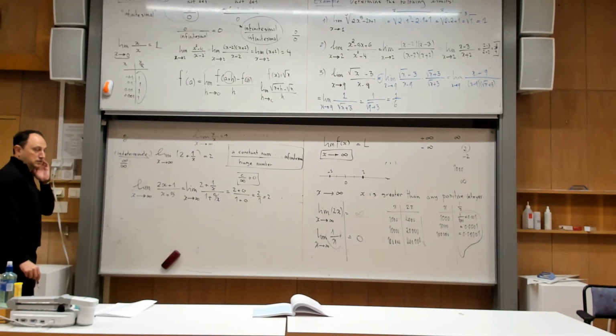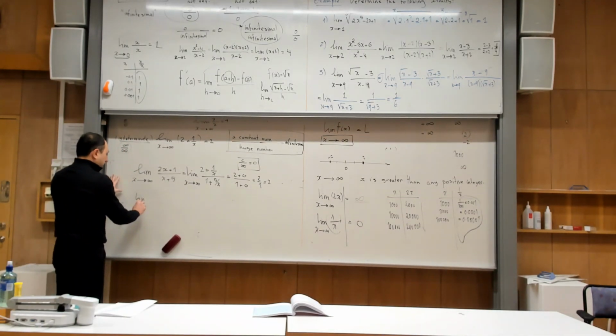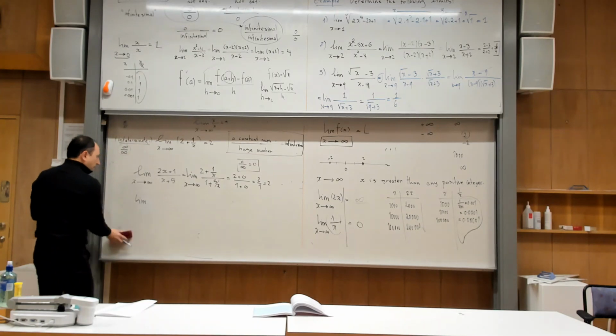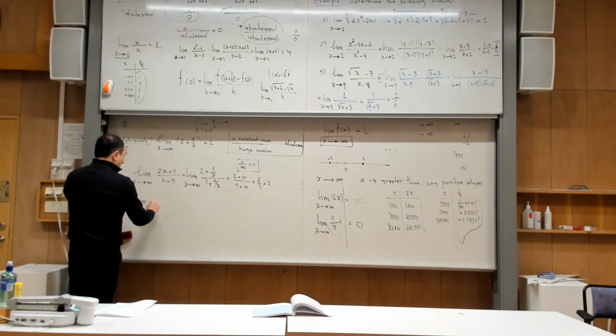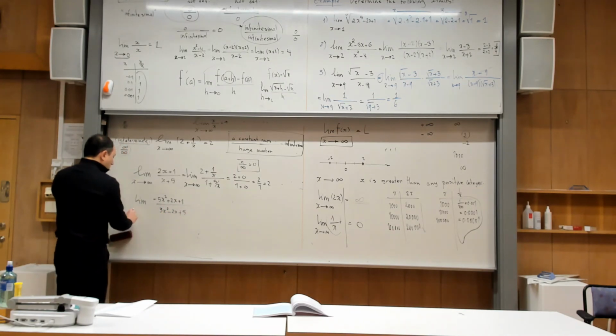Yes? Okay, now let me give you another example. So I would write minus 5x squared plus 2x, let me write positive, plus 1, divided by 3x squared minus 2x plus 5. x goes to infinity.